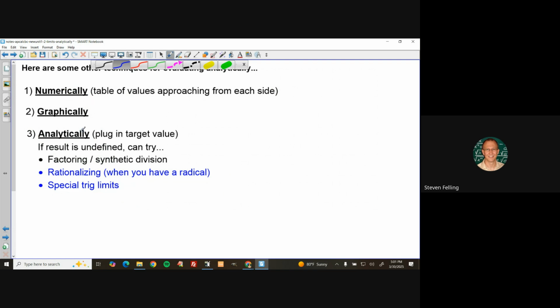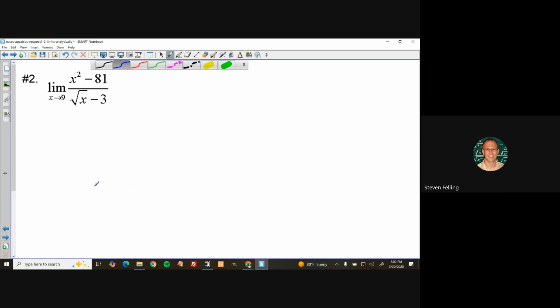All right, so now that we've got that, let's take a look at a couple of additional things you can do for analytical limits besides factoring, which is the main one. This is the main one that we often have to employ because we're frequently dividing by 0. But sometimes if you have a radical, you can do rationalization, and sometimes when trig functions are involved, we can do special trig limits. So here's an example where we'd use rationalization.